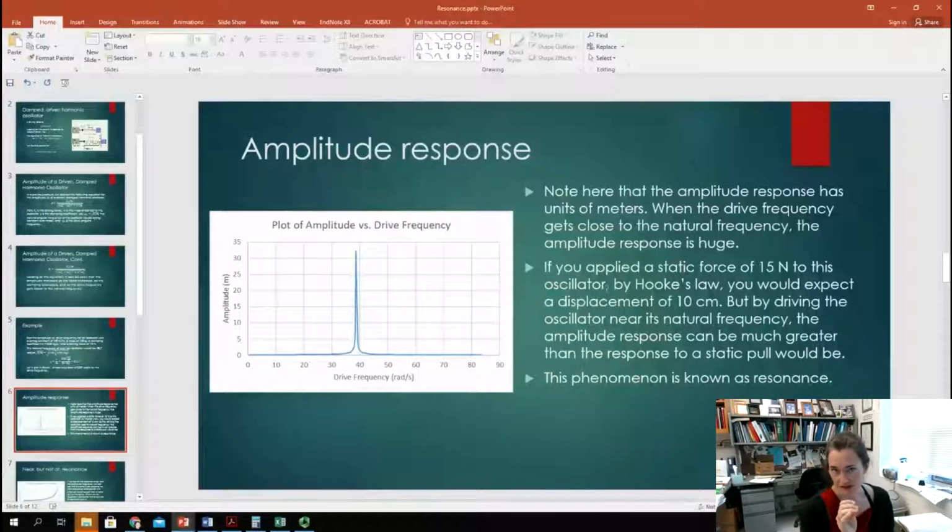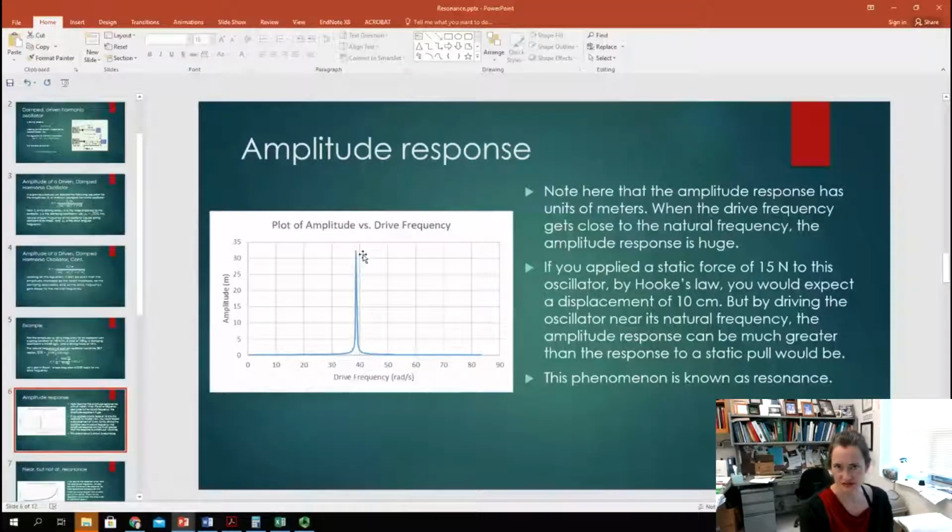Note here, and this is an important idea, the amplitude that I've plotted here is in meters on this vertical axis, and the drive frequency, of course, is radians per second on the horizontal axis. But let's think about that for a second. Look, I can get an amplitude of over 30 meters with this.